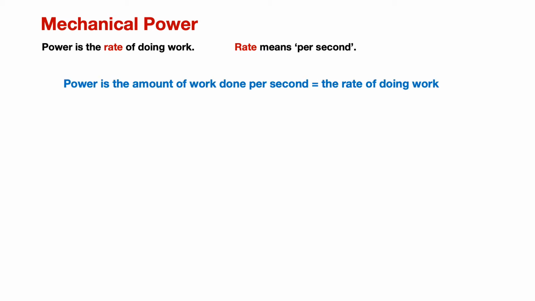So, we can think of power as the amount of work done per second, or the rate of doing work. And it's quite common to hear a definition of power as the rate of doing work. As a word equation, that becomes power equals work done divided by time taken. And as a symbolic equation, P equals W over T. Power is work done divided by time taken.